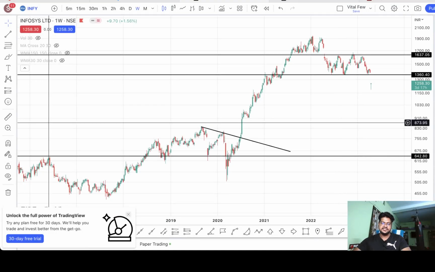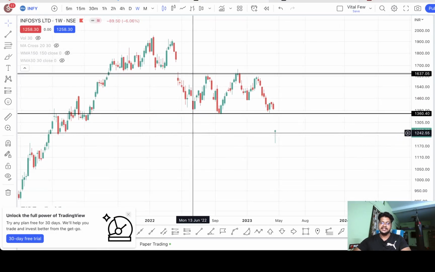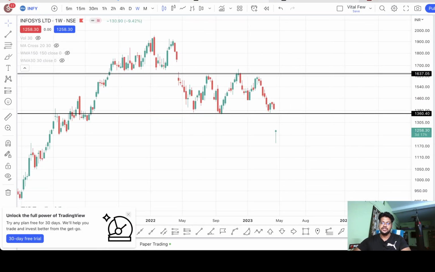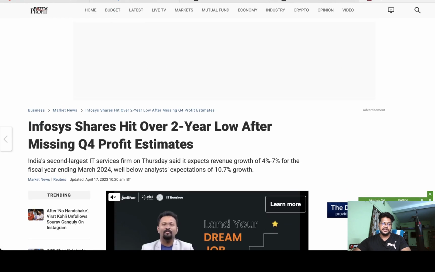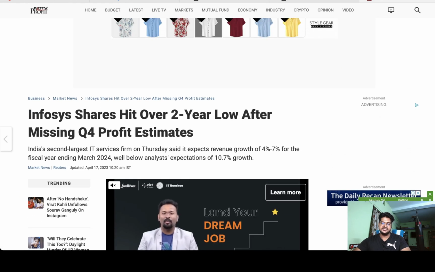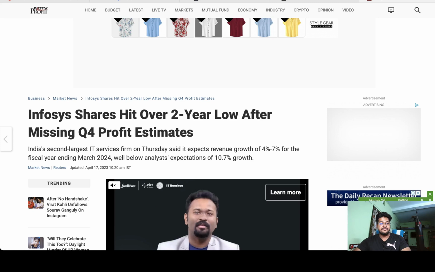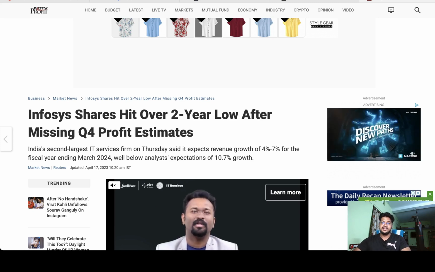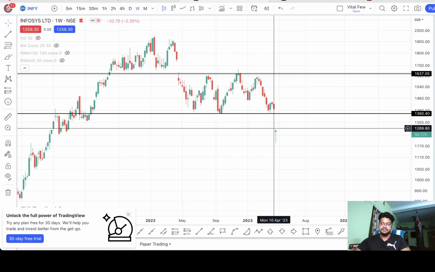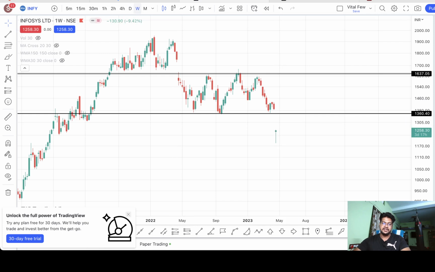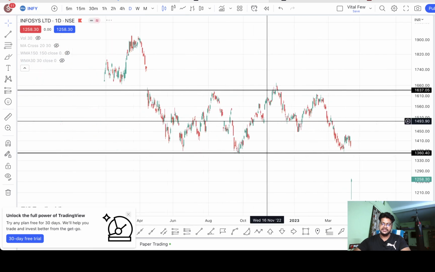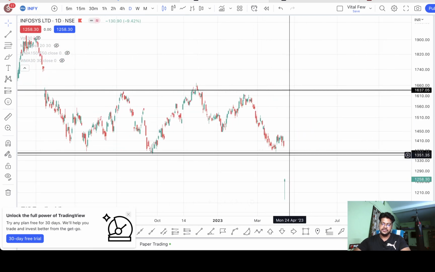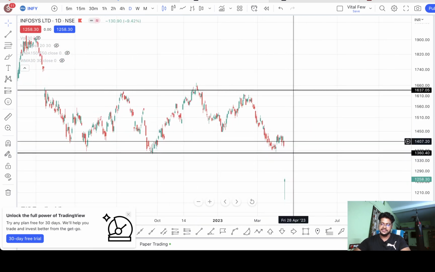So this is the chart of Infosys in daily time frame, but first of all let me show you the news article. Okay, so here you can read it. Infosys shares hit over 2-year low after missing Q4 profit estimates. Okay, and you can see this big gap down drop. Okay, if I go to daily time frame, okay, you can see how it went to below this level of around 1360.